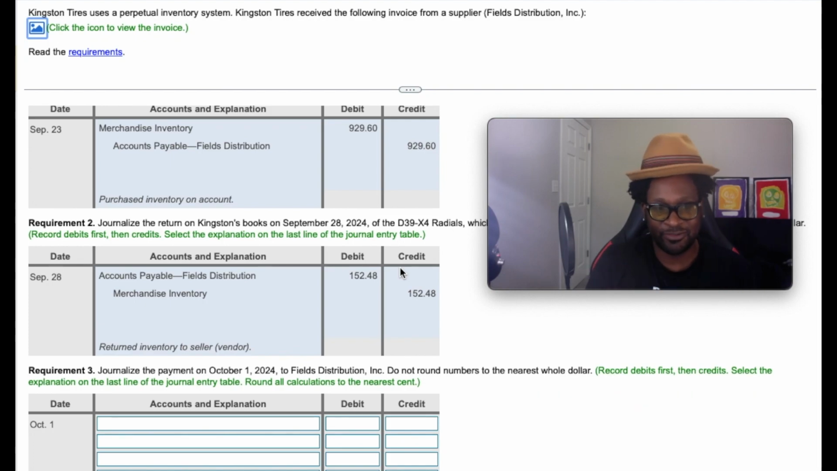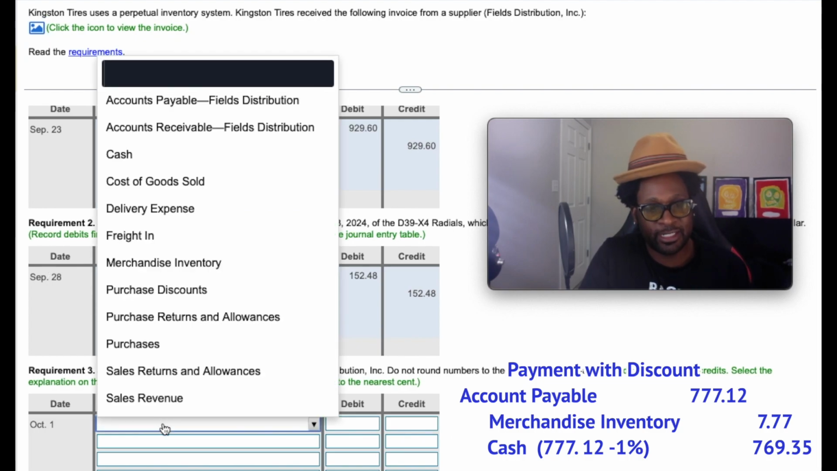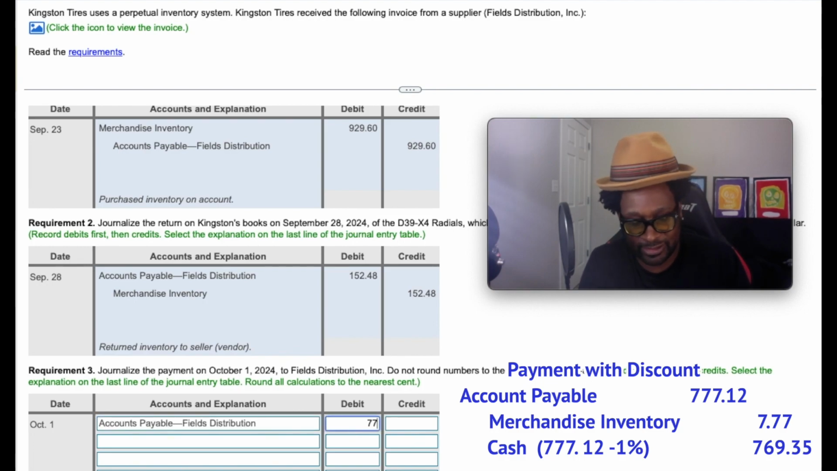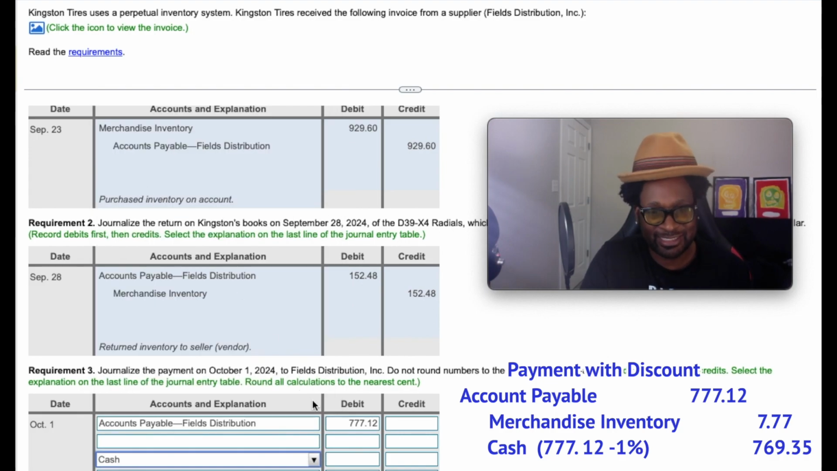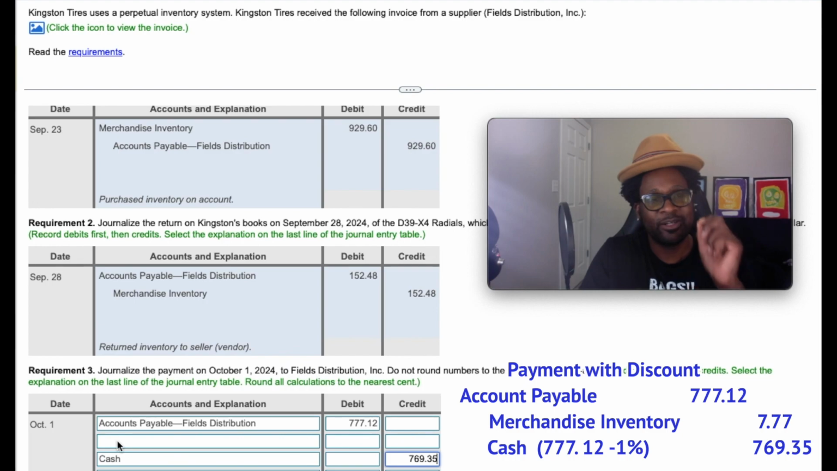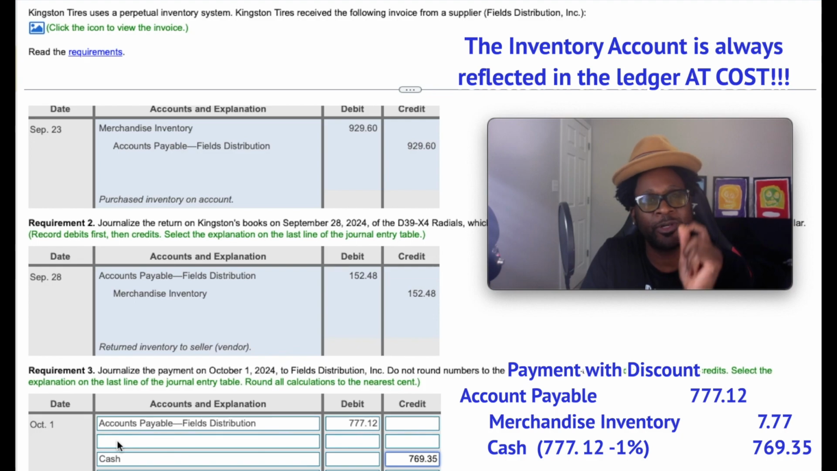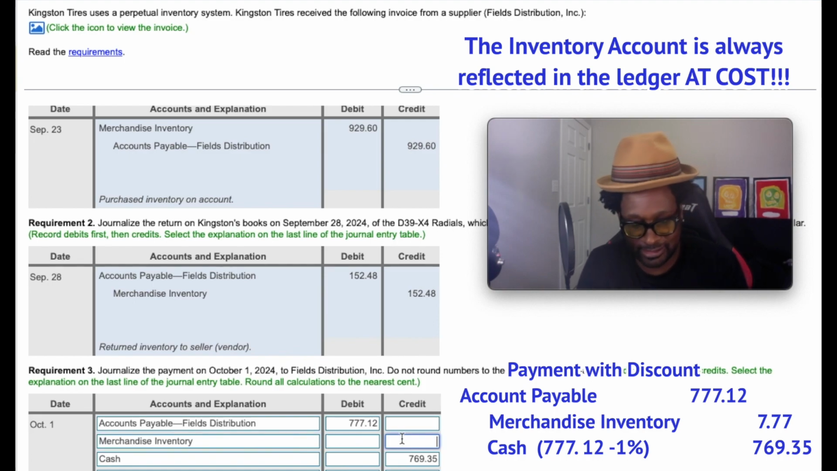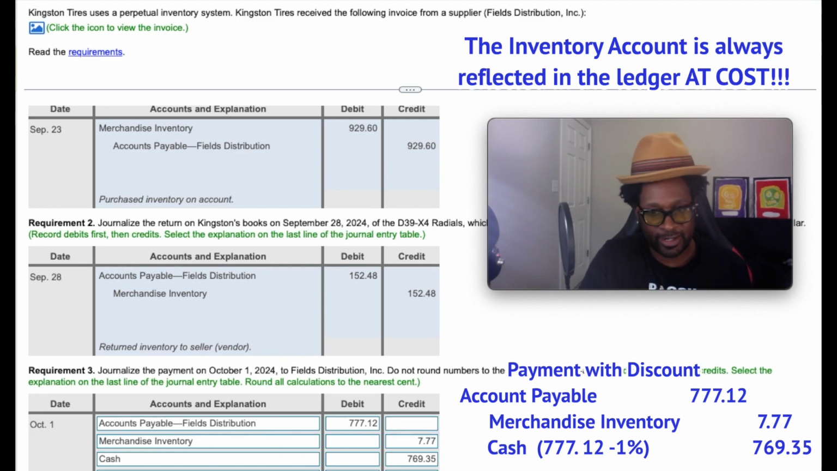$769.35. Therefore, we're going to reduce our accounts payable from the books at the gross amount of $777.12. We're going to credit cash for the discounted amount, which we've already calculated, of $769.35. And we know that we received a discount, thus decreasing the cost of our inventory. Therefore, we must reduce our inventory on the books via credit inventory for the discounted amount of $7.77. We're going to check our answer.